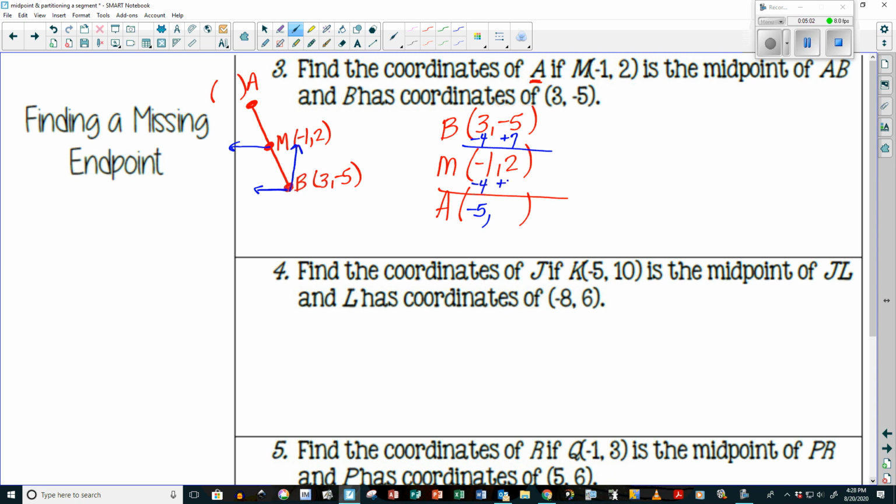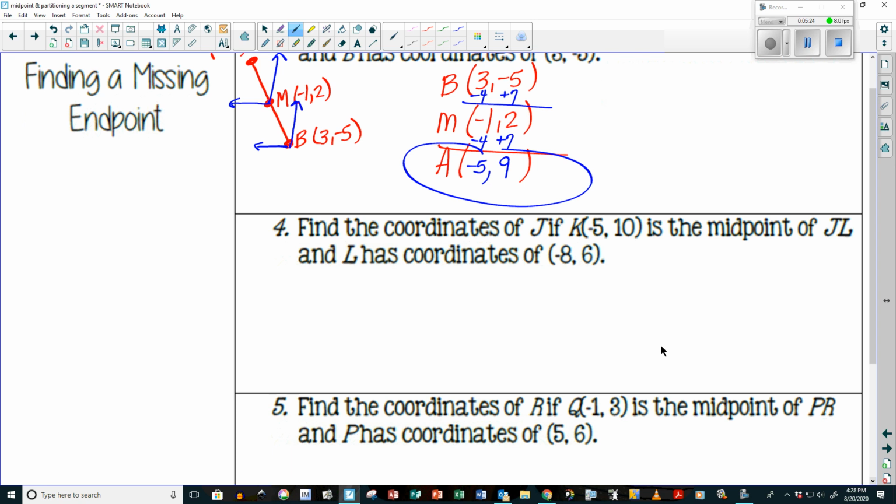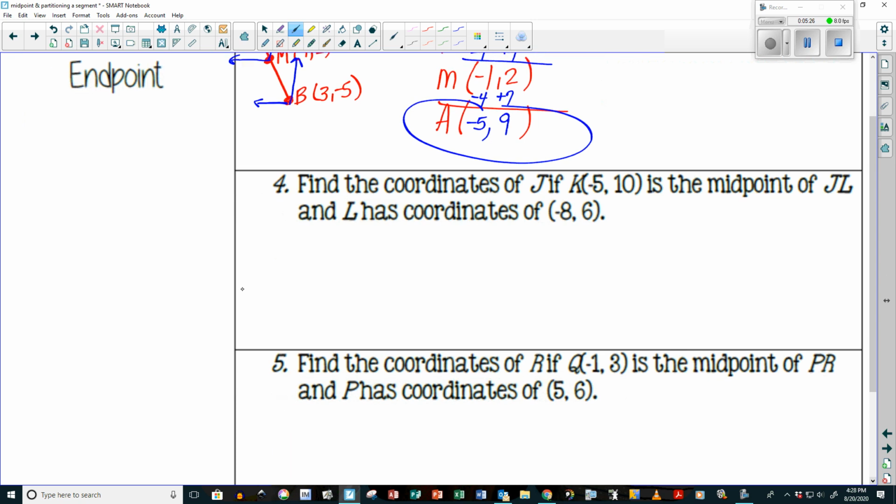So go ahead and add 7 more so that you can go up here as well. So if -5 plus 7 is 2, then 2 plus 7 is 9. And that's where your point is. So point A would be at (-5, 9). Okay, so let's do one more. And then you're going to do number 5 in the questions.